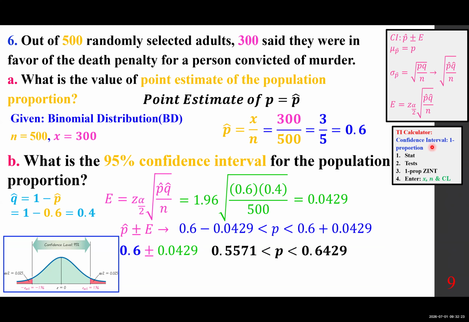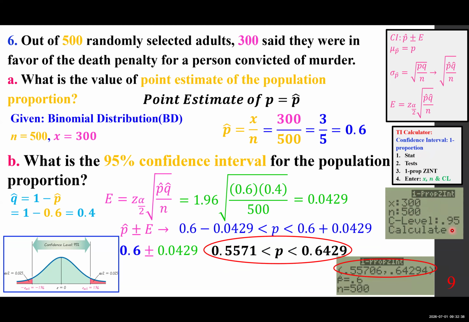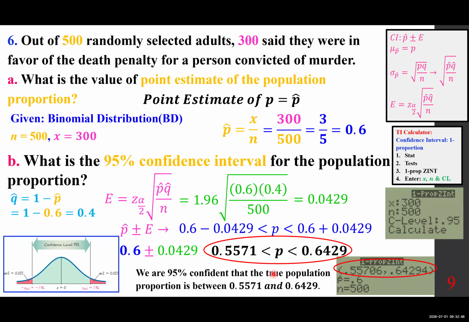For the confidence interval for one proportion, go to stat, test, 1-PropZInt, and plug in the values. So X is 300, N is 500, confidence level of 95%. And look, these two numbers are the same. What does it mean? We are 95% confident that the true population proportion is between these two numbers. That's the meaning.